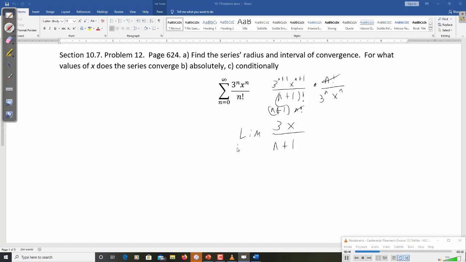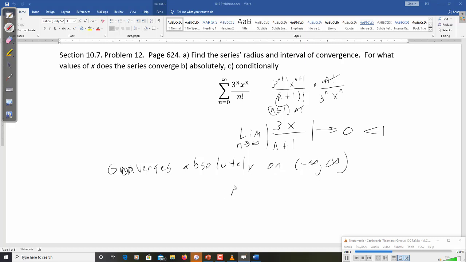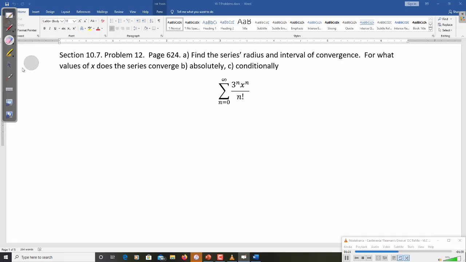Limit as n goes to infinity. Note we do have an n this time, and this is going to 0, which is always less than 1. This means it doesn't matter what the x is, it always converges. So it converges absolutely on negative infinity to infinity, r equals infinity. So that was pretty quick. Pretty nice.